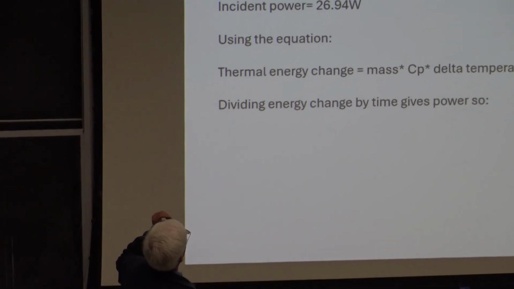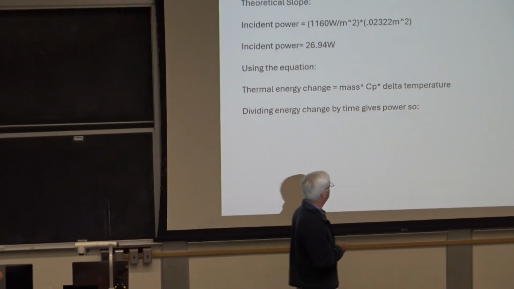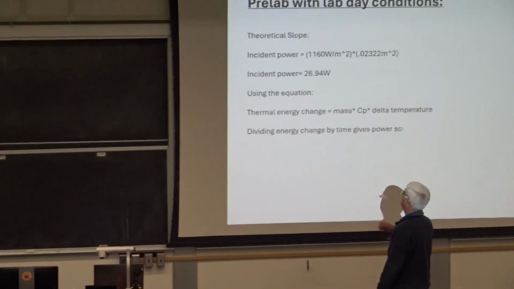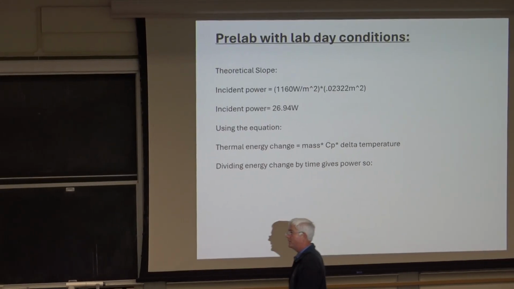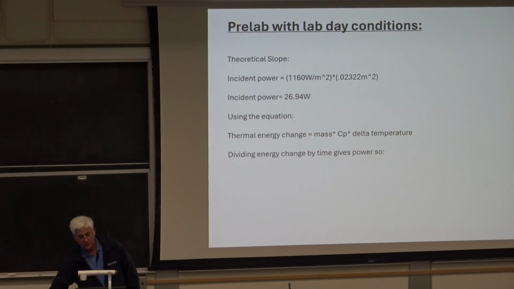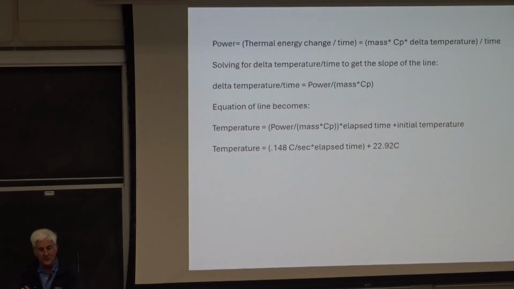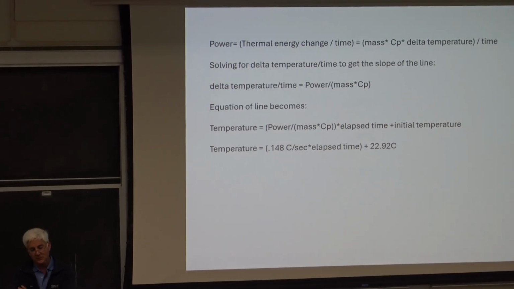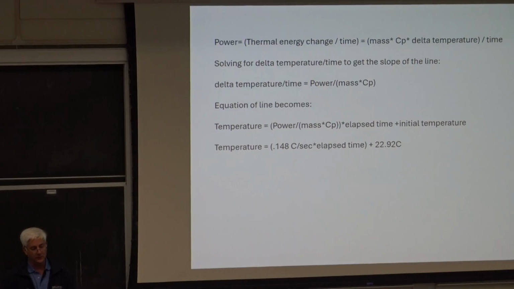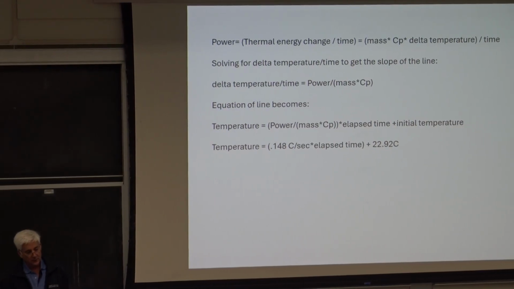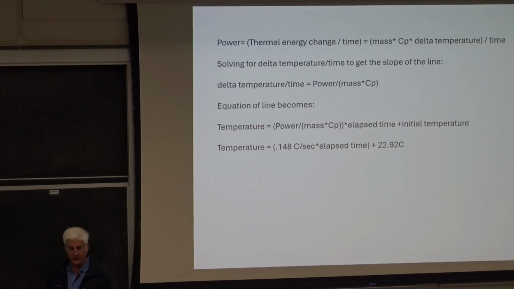So I started off by using: thermal energy change is mass times specific heat times change in temperature. But I have an incident power, rather. So I'm going to divide both sides by time. So that power equals thermal energy change divided by time, which is equal to mass times specific heat times delta temperature divided by time. And that is legit as long as you do not have a phase change going on. So the delta temperature divided by time, that's actually going to be the slope of my line.